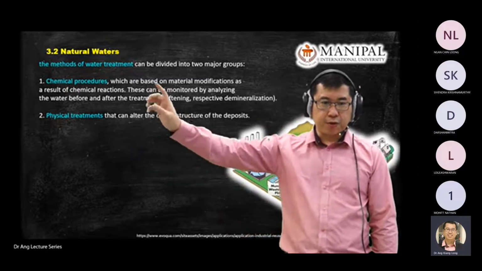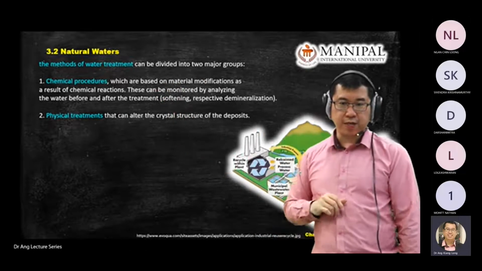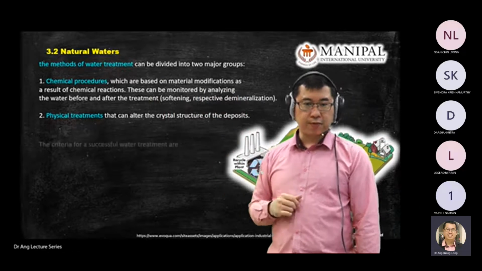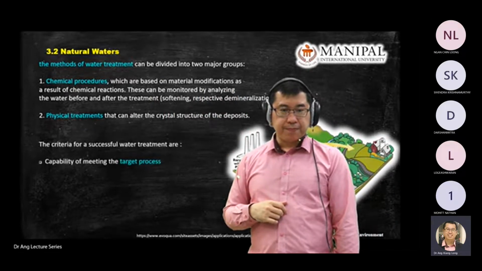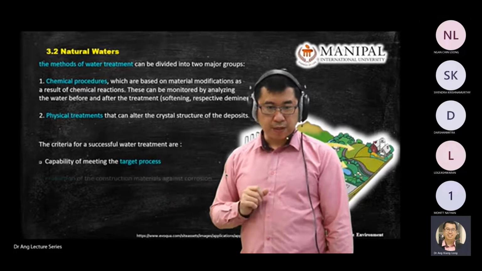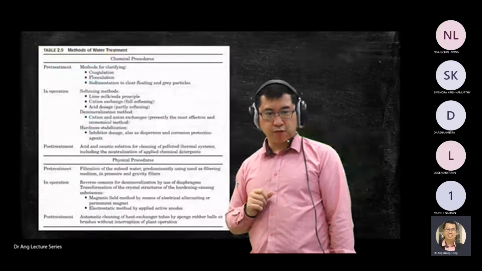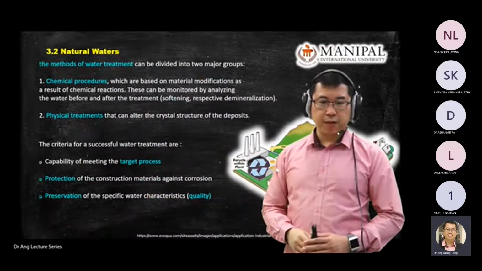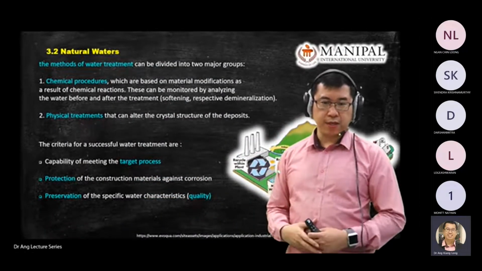Okay, chemical procedure is more on the application of chemical products, right? So all this you can read from here. And what do we mean by successful water treatment? There are three. Okay, so three criteria for a good water treatment.